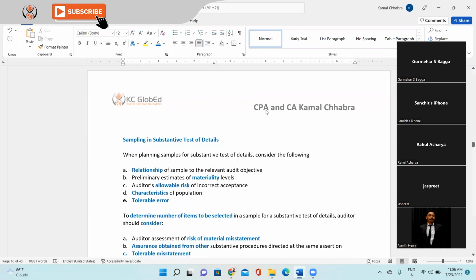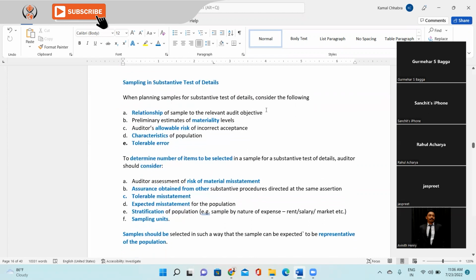Right? Sampling in substantive test of detail. So far, we have discussed all things around test of control. Now we are discussing things about test of detail. What is the objective of test of detail? What is the objective, yeah, testing the numbers, the values, which are coming in the financial statement, right? Testing the value.